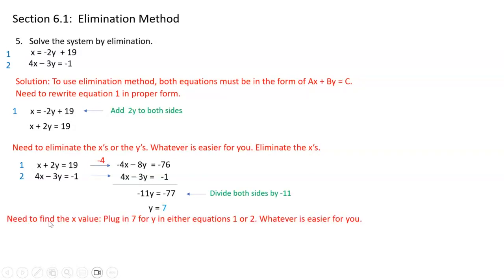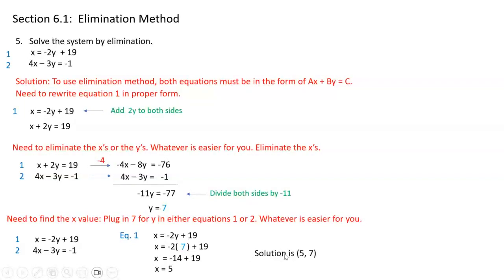And we did that in the previous slide, on the previous problem. Now I need to find my x value, right? So I can go back to either equation 1 or 2, whatever is easier for you. In my opinion, it's easier to go to number 1. Why? Because the x is already by itself, it's already isolated. So I'm going to plug in 7 for y, and it's going to give us -14 plus 19. So x equals +5. So what's my solution? 5, 7 is a point that solves this system of equations. My solution is 5, 7.